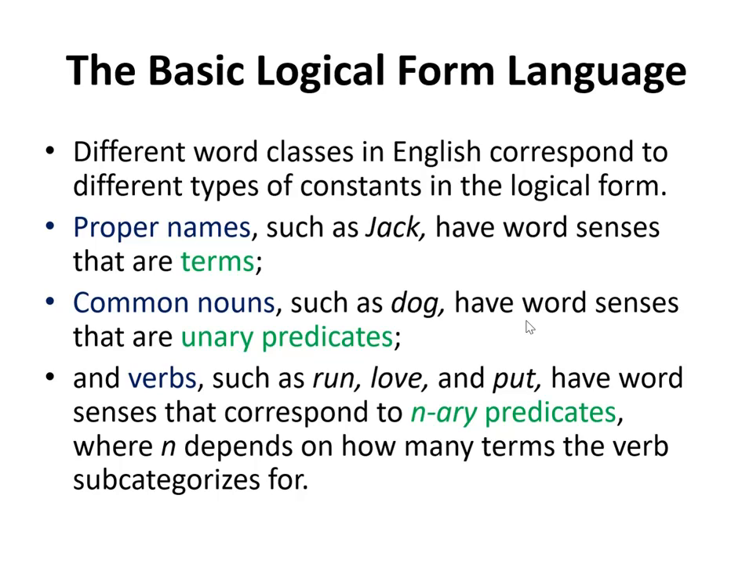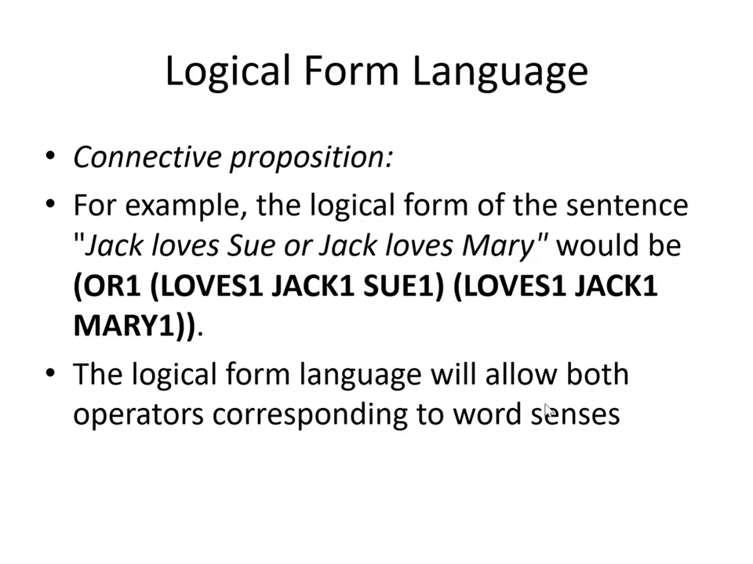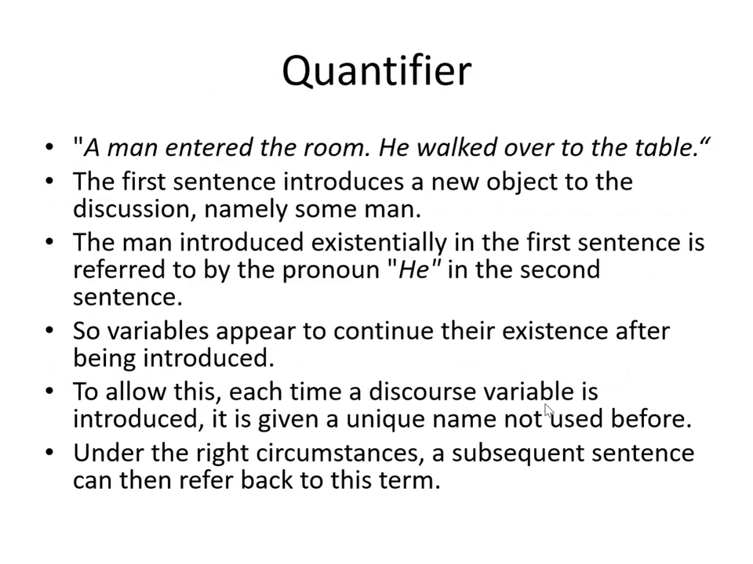Proper nouns can be treated as terms, common nouns can be treated as unary predicates, and verbs can be n-ary predicates. We also saw logical operators like not to represent negation in a sentence like Sue does not love Jack, which can be represented as not loves1 Sue1 Jack1. Then we also saw connectives like or. Now we will be discussing quantifiers.